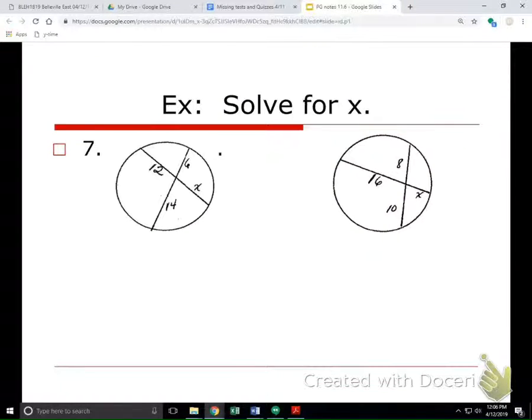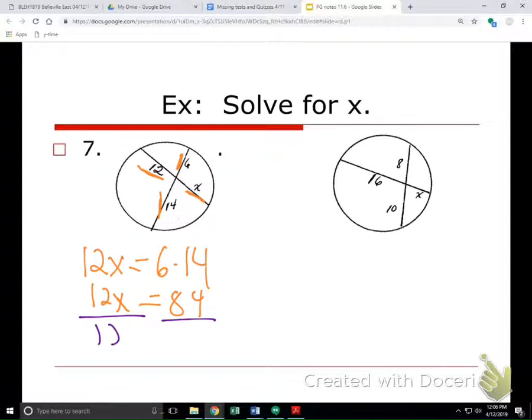So our first one here, you multiply the segments that are on the same line. So 12 times x gives me 12x. Over here you have 6 times 14. What is 6 times 14? 84. So our next step is we're dividing by 12. When we divide 84 by 12, what do you get? 7.